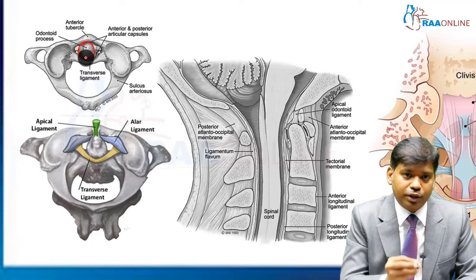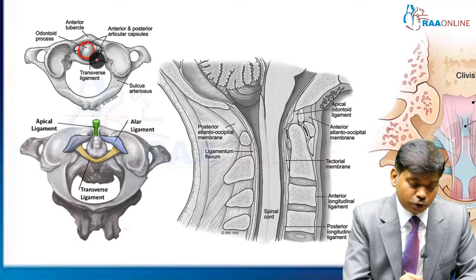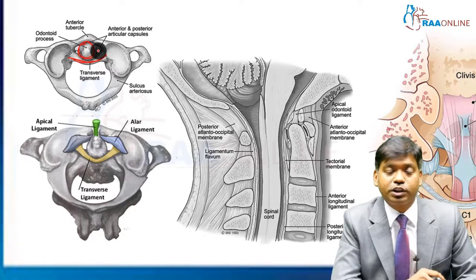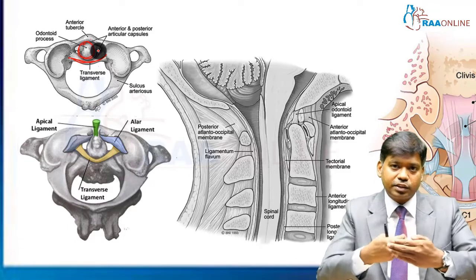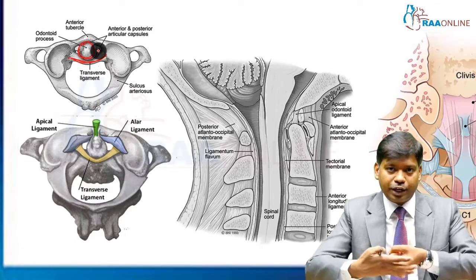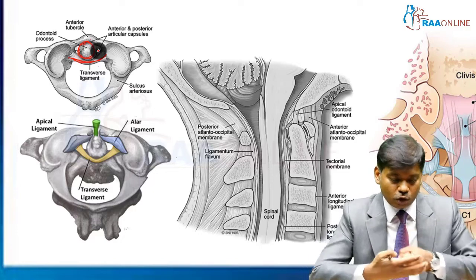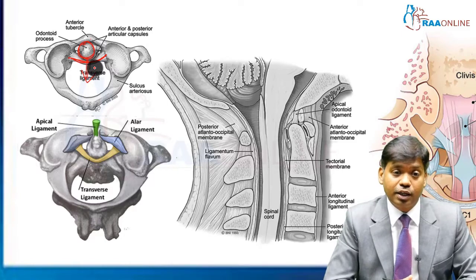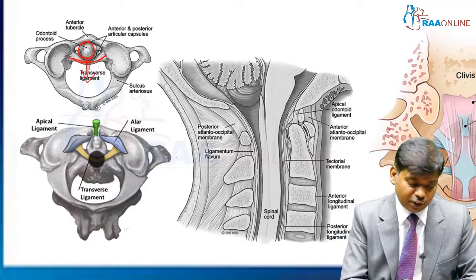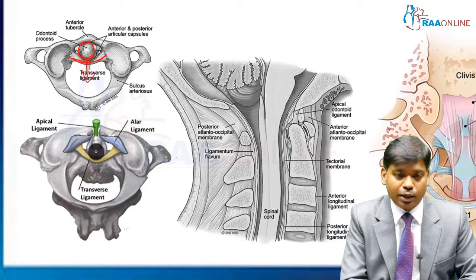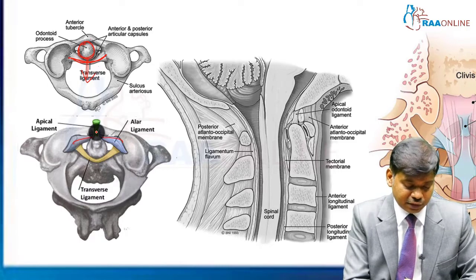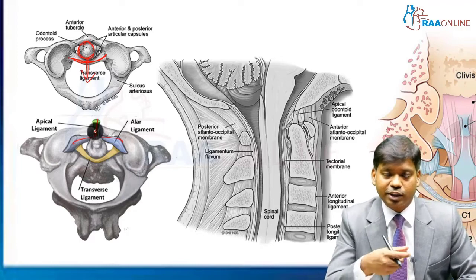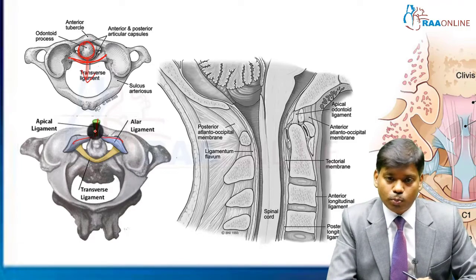But the most important ligament which we are bothered about is the transverse ligament, which gets attached to the lateral mass of C1 on either side, and that is the ligament which holds the odontoid in place, just like this. Because of this transverse ligament, the odontoid will not move anteriorly or posteriorly. That is very, very important. This is the other view which shows clearly the transverse ligament, and these are the alar ligaments and the apical ligament which arises from the odontoid. The odontoid is nothing but a continuation of the C2 body.